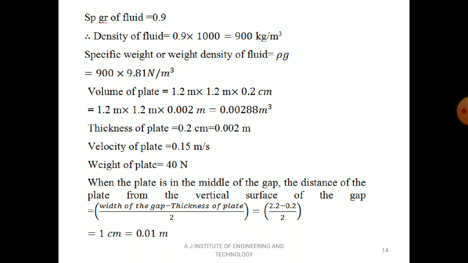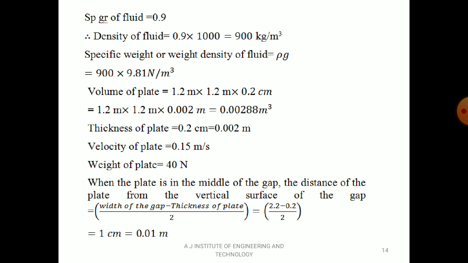Now, when the plate is in the middle of the gap, what is the distance of the plate from the vertical surface, or vertical stand, of the gap? So how to calculate? That is total width minus thickness of the plate, divided by 2, because the plate is in the center, with two sides. So I have to calculate the distance from the surface of the plate to the vertical surface of the gap. That is width of the gap minus thickness of the plate divided by 2. So that is equal to 2.2 minus 0.2 divided by 2, which is equal to 1 centimeter, or 0.01 meter.